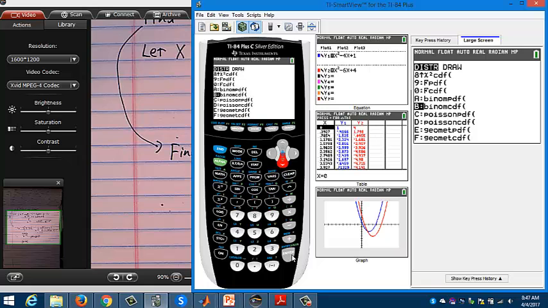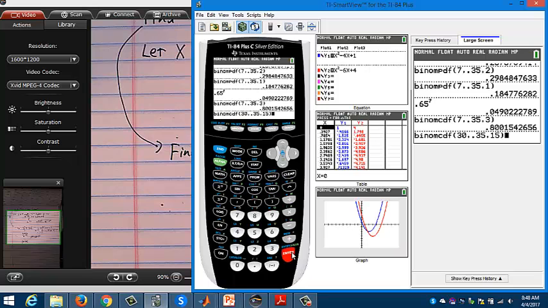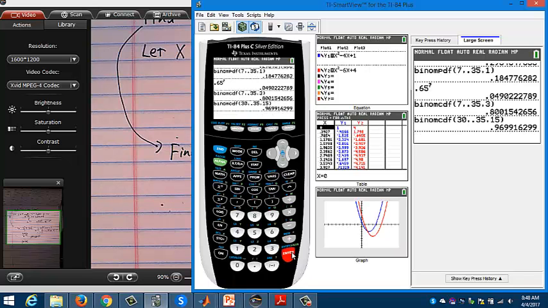Binomial CDF. And then it tells me, I love that it saves all my information, right? So I already have 7 trials. I have 0.35. What? Oh, wait, no, not 7 trials. What do we want? 30. We want 30 trials. And we want x less than or equal to 15 as the maximum x value. So that's what I'm going to paste into the main screen. 30, 0.35, 15, and they tell me, wow.